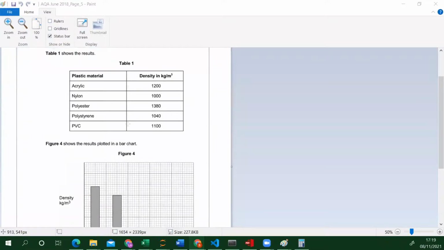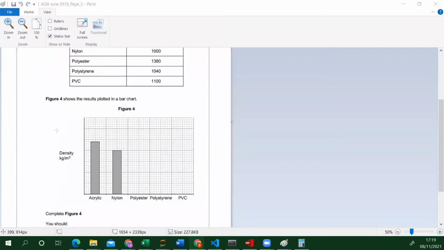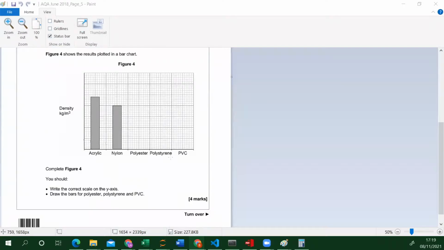So figure 4 shows the results plotted in the bar chart, density and material. To complete figure 4, you should write the correct scale on the y-axis and draw the bars for polyester, polystyrene, and PVC.